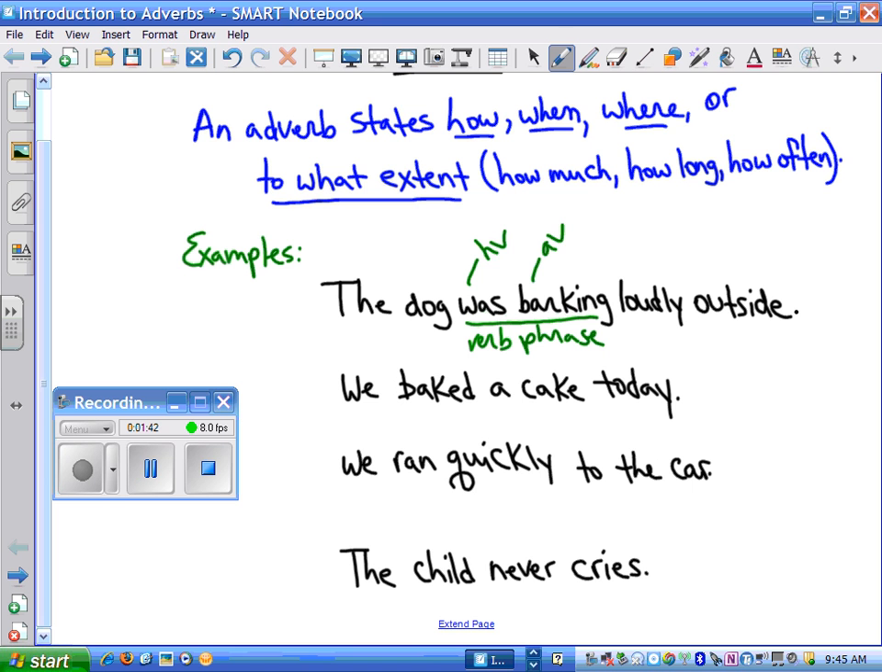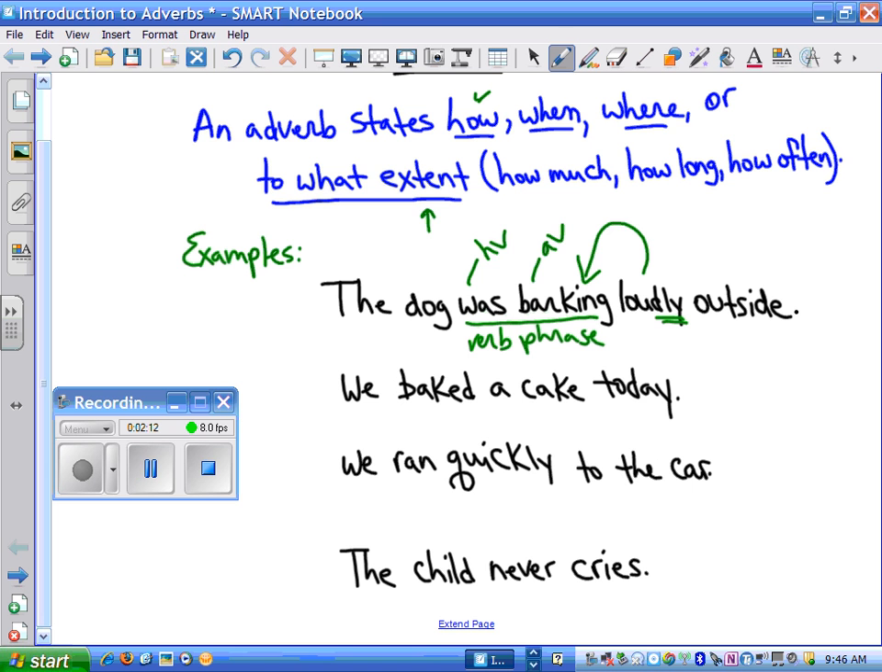Right? So that adverb describes that verb, barking. Right? It tells us, I suppose, how, or to a certain extent to what extent. And there it is, loudly, right? It's describing that barking. How is that dog barking? He's barking loudly.